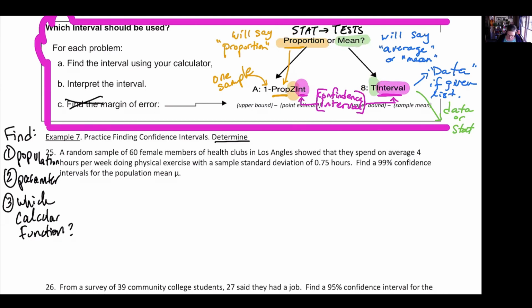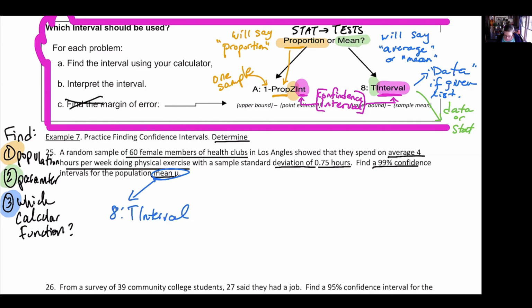All right, so let's look at the answers here. First, we'll find the population, which will be pink. Parameter, we can make green. And the calculator function we'll write in blue. Number 25: a random sample of 60 female members of a health club. While I'm here, I'm going to underline this information that I see is important. 60 female members of a health club in LA show that they spend an average of 4 hours per week doing physical exercise with a sample standard deviation of 0.75 hours. Find a 99% confidence interval for the population mean. The population mean tells us the calculator function right here. This is going to be TInterval.